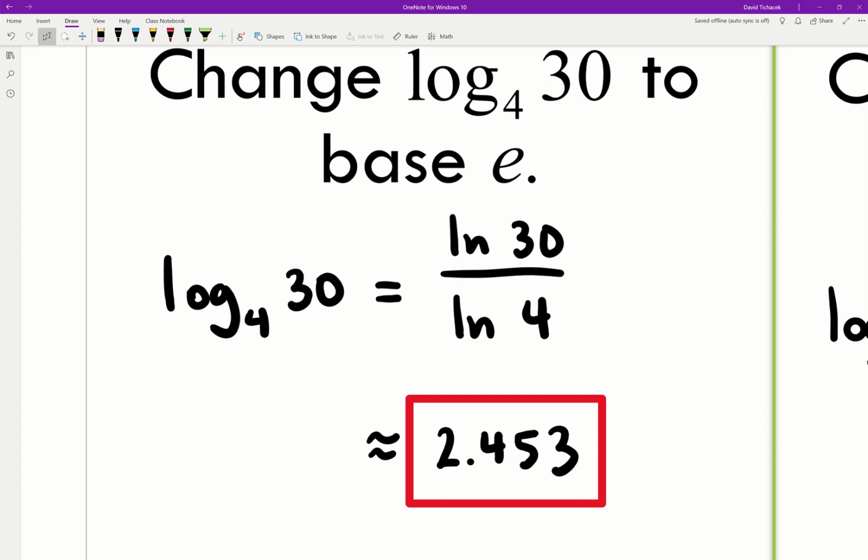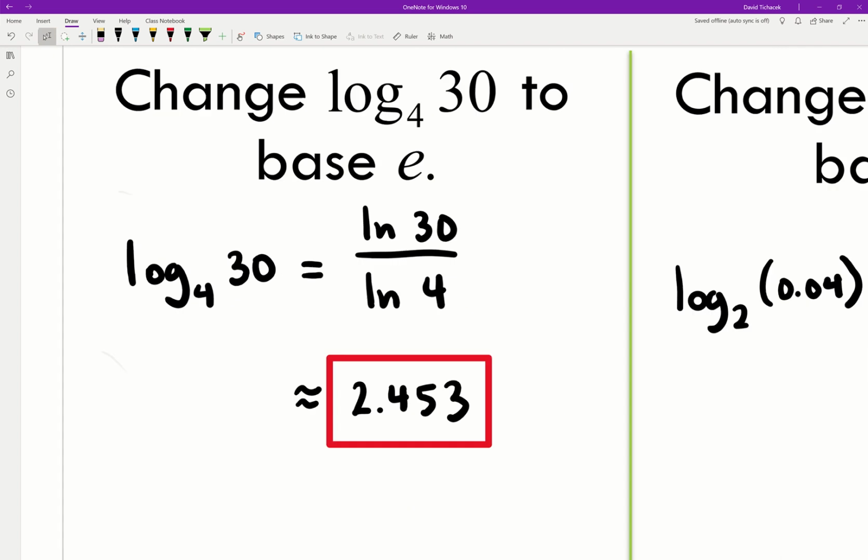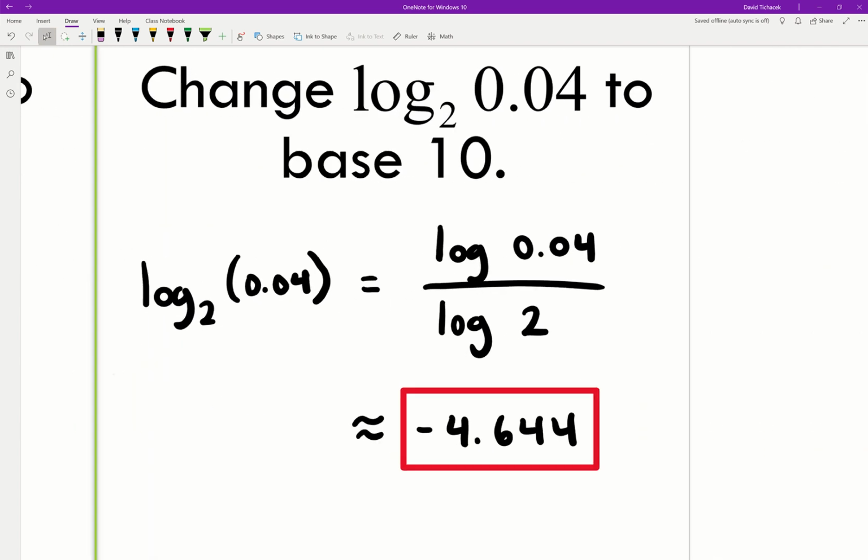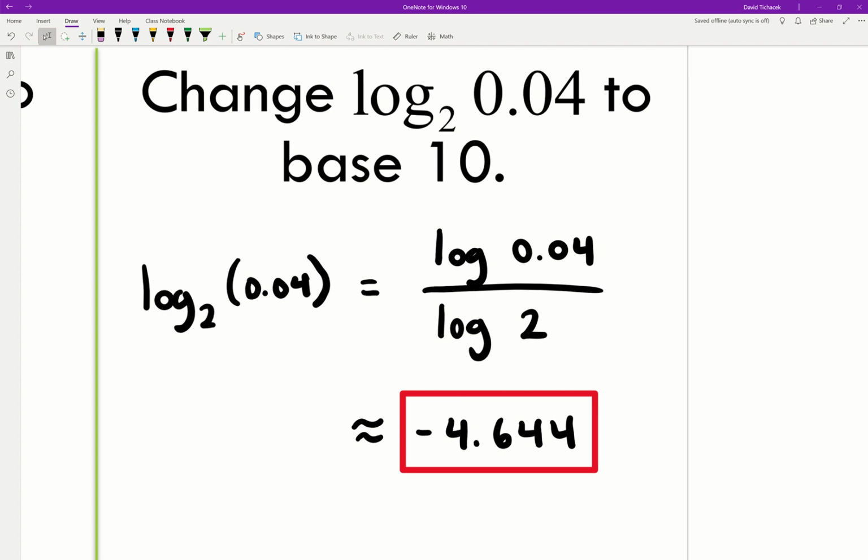Again, base e logarithm, we call that the natural logarithm and say ln. We already did that calculation. That turns out to be 2.45, okay? Doing something similar here, we could take a log base 2 of 0.04 and convert that to a base 10, your common log, which I've already done here for you. I'm not going to take you to the calculator and demonstrate that because it would be the exact same calculation.